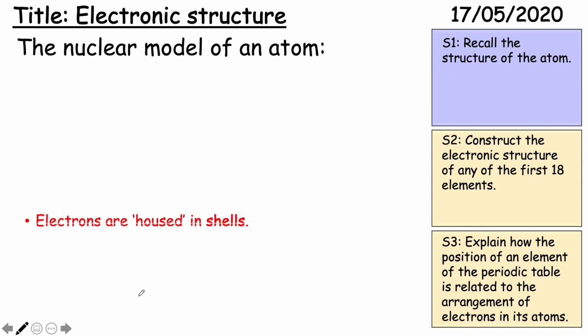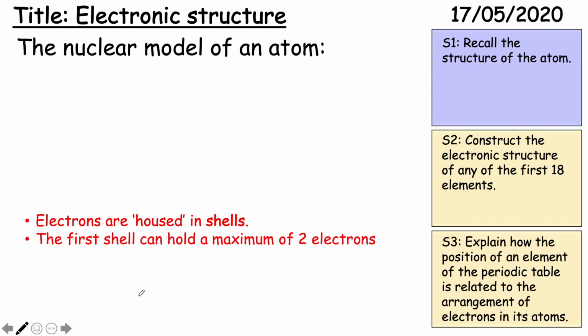The first rule is that electrons are housed in shells. Well, we already know this from our previous videos. The second rule is that the first shell of any element can only hold a maximum of 2 electrons. It doesn't always have to have 2 in, but it can only hold a maximum of 2.